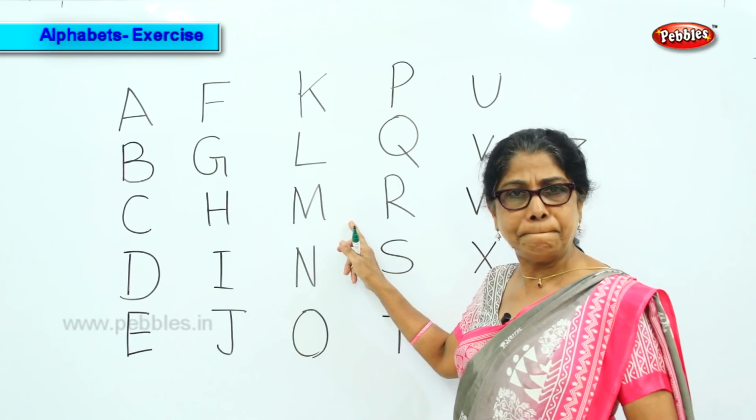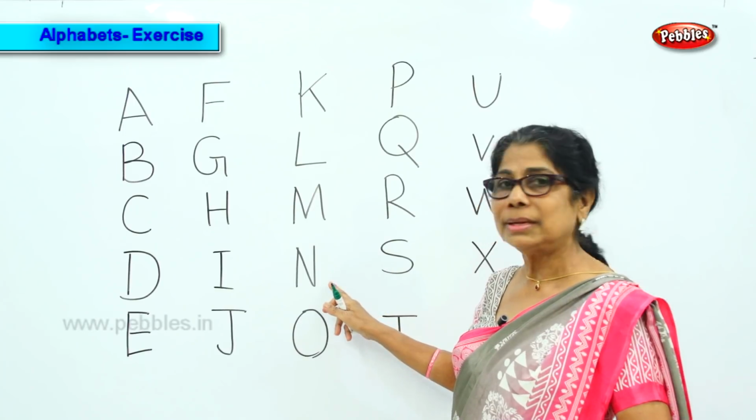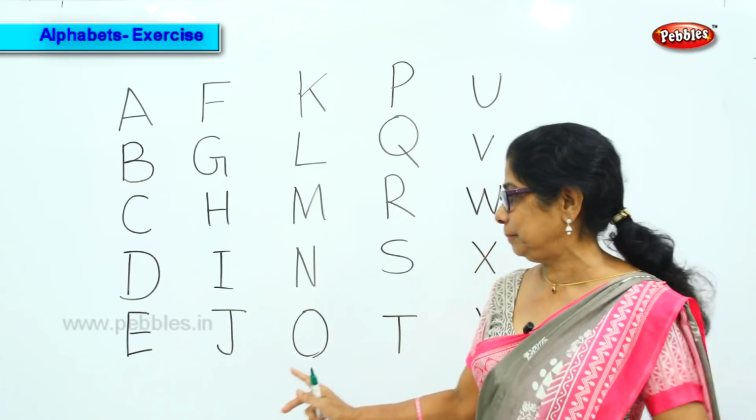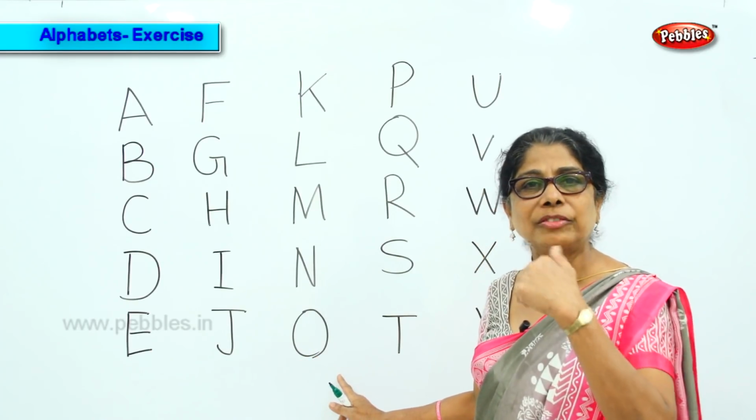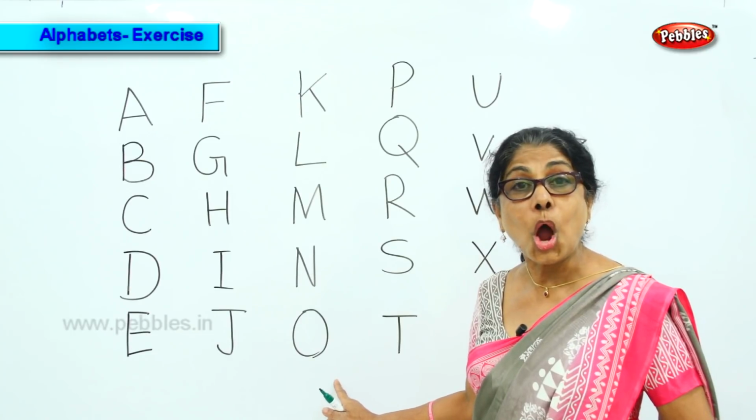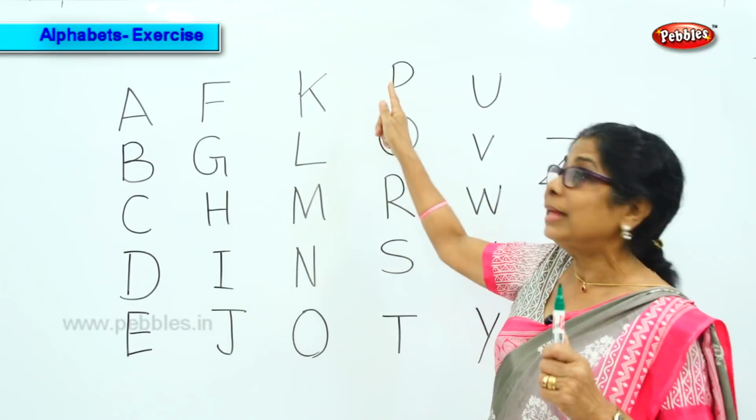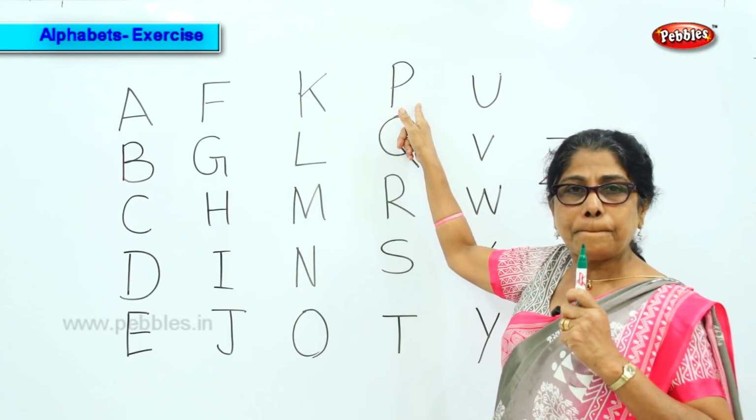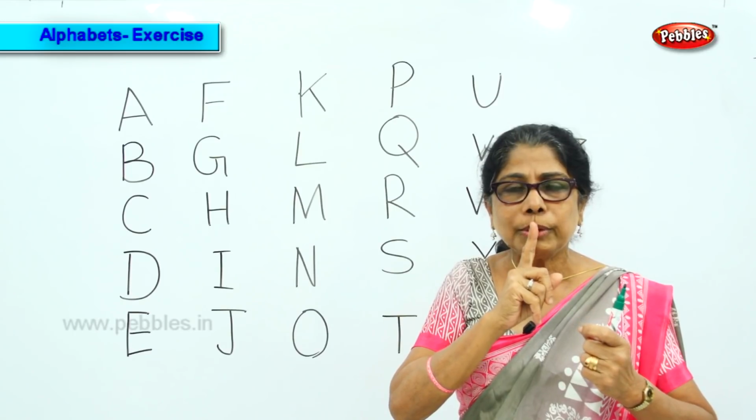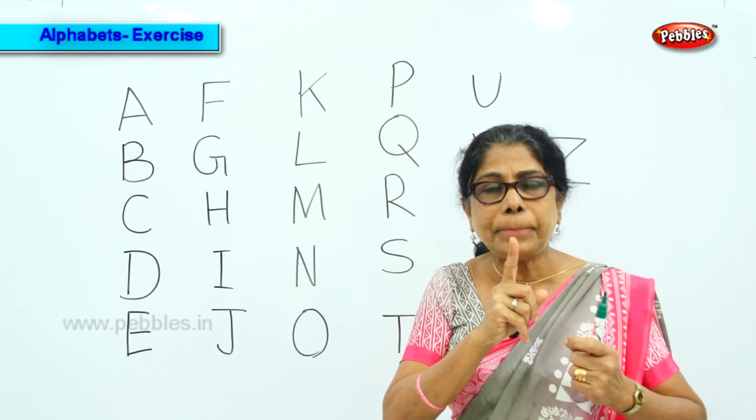M. Airplane. Aw. The mouth must be round. Aw. Letter O. P. Remember the candle. Letter P. P. P. The sound. You must blow on the finger.